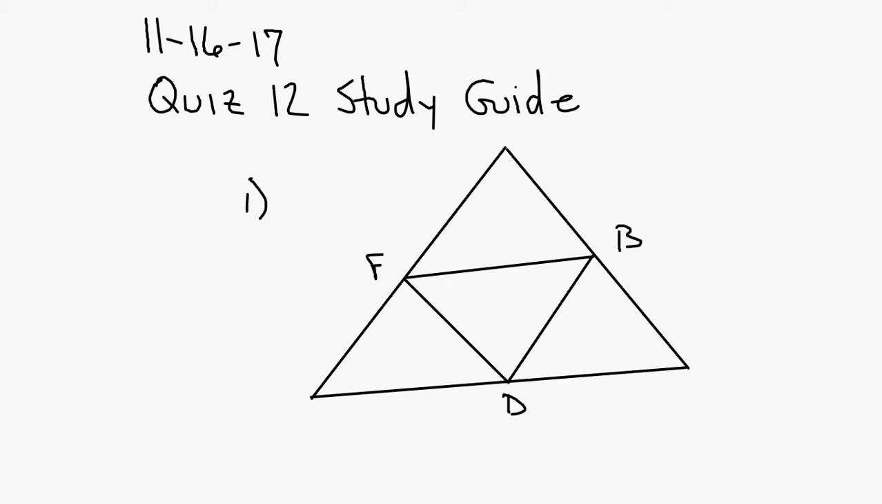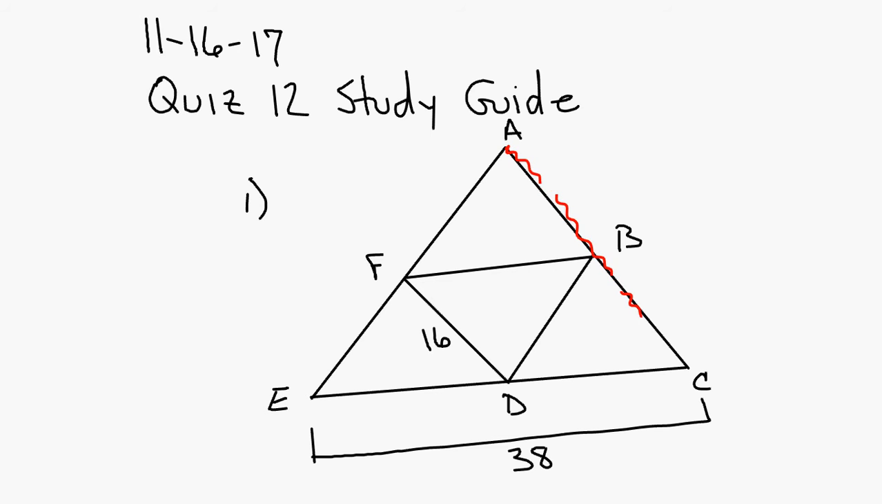Sides of ACE. E to C, this side right here, EC, is 38. D to F is 16. Find A to C. You're looking for this side right here.